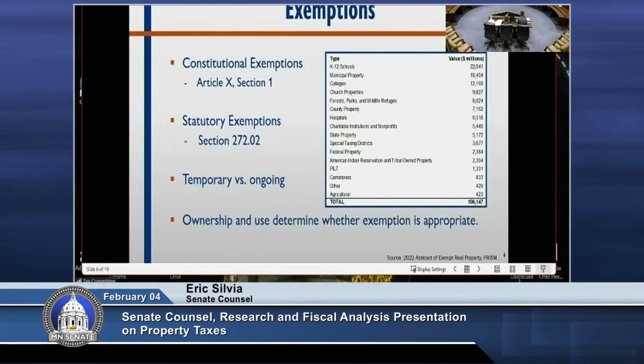Even though a property is exempt, the law still requires properties to pay special assessments. That was the subject of a recent court case in the city of St. Paul concerning church property. And so even though churches are exempt property, they are still required to pay special assessments. Special assessments are a charge based on public improvement that benefits the property, so that's why it's separated outside of the property tax system.